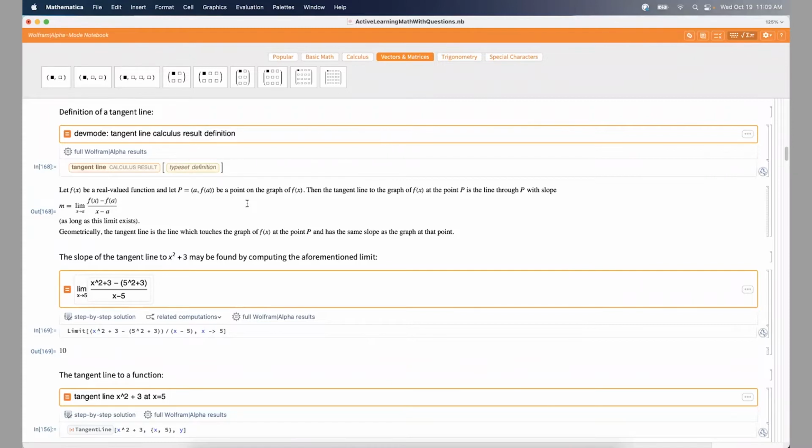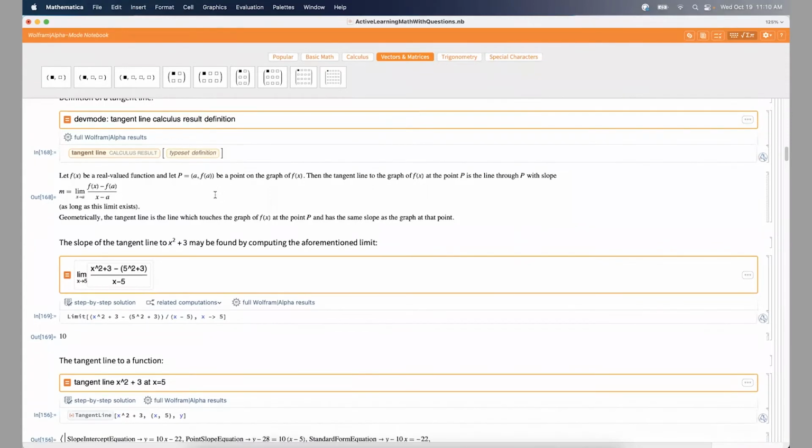So for instance, for the tangent line, we've spent a great deal of time on collecting the information here so that we can provide that information in a format that the teacher and the students can quickly access directly from a notebook and go with it from there.